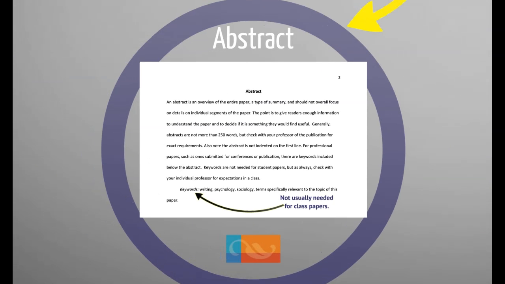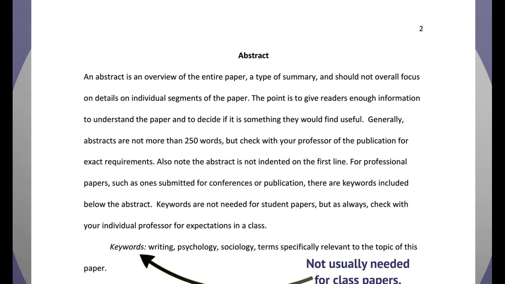APA style papers generally also have an abstract, which is right after the title page. An abstract is roughly a 150 to 250 word summary of the entire paper. It summarizes everything about it: what its main topic is, what results were found, the overall conclusion. It's not a teaser summary. It actually tells all that information so that someone can look at the abstract and decide whether or not they want to look at the paper as a whole.